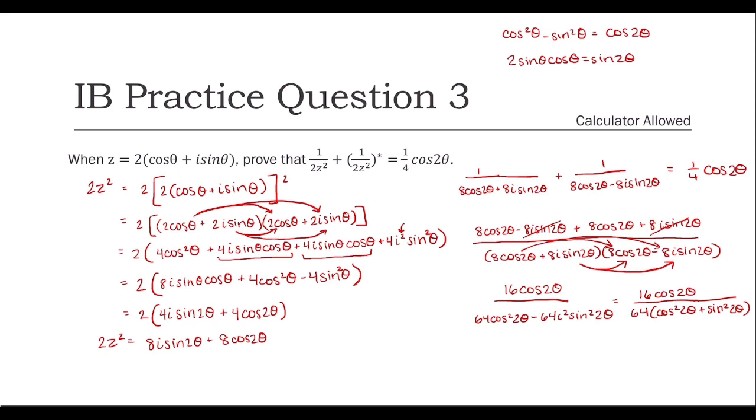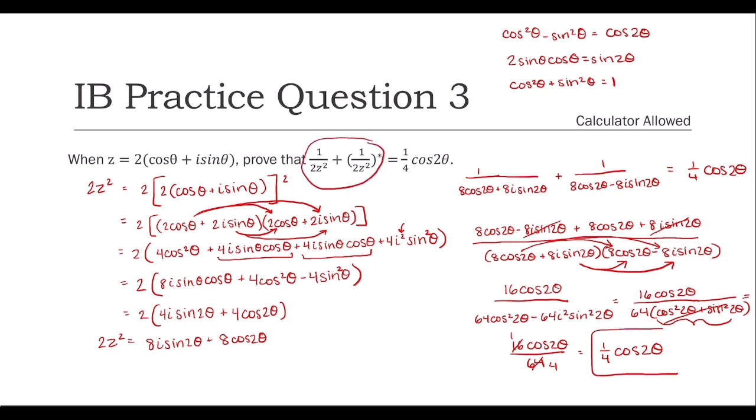So for this, we'll need another trig identity. So our cosine squared theta plus sine squared theta always equals 1. So this whole part here will just become 1. So this simplifies to 16 cosine 2 theta over 64. We can divide the top and bottom by 16, and then we get 1/4 cosine 2 theta. So we've proved that this expression equals 1/4 cosine 2 theta.